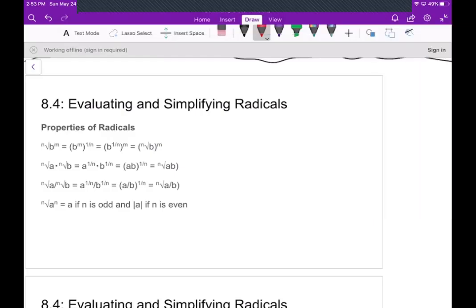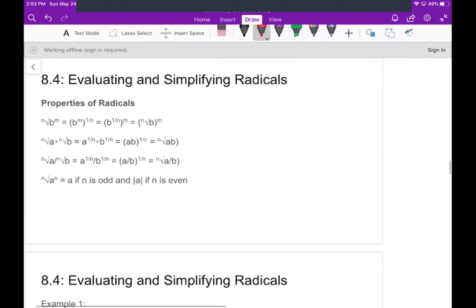Okay, guys, welcome. Today we're going to talk about evaluating and simplifying radical expressions. First, I want to call your attention to some basic properties of radicals.